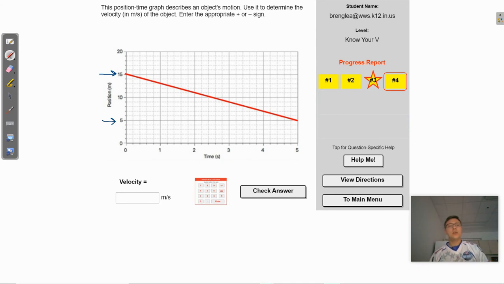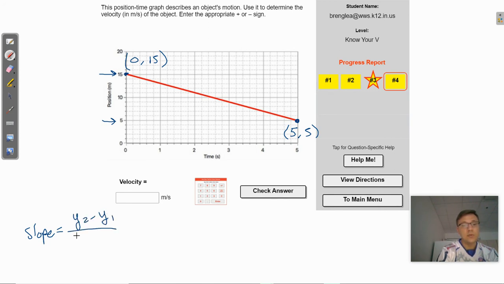So it's just moving backwards, okay? What we want to do here is, again, calculate the slope. Let's just pick these 2 points because these are easy, the beginning and the end here. This would be 5, 5, and this one here would be 0, 15. Okay, so we'll go back to our slope calculation, which is y2 minus y1 over x2 minus x1.